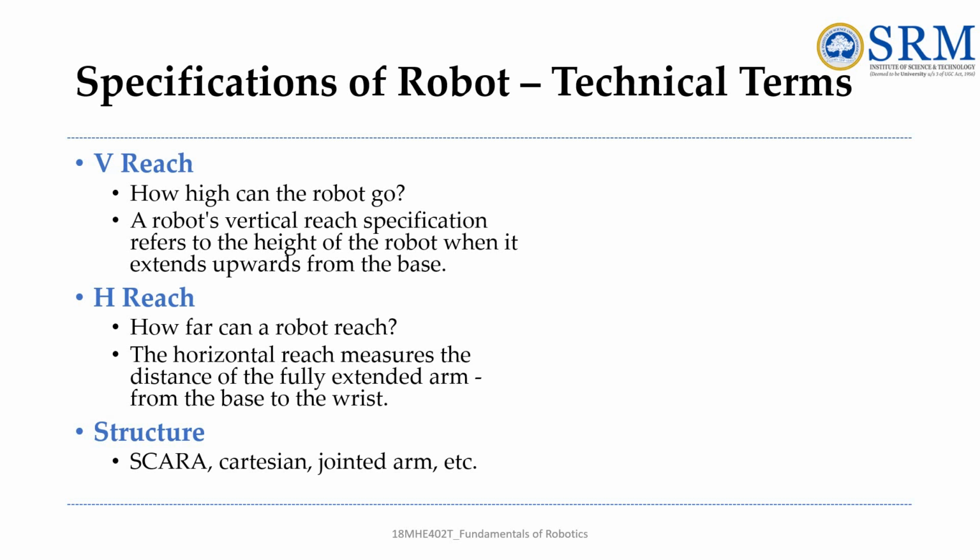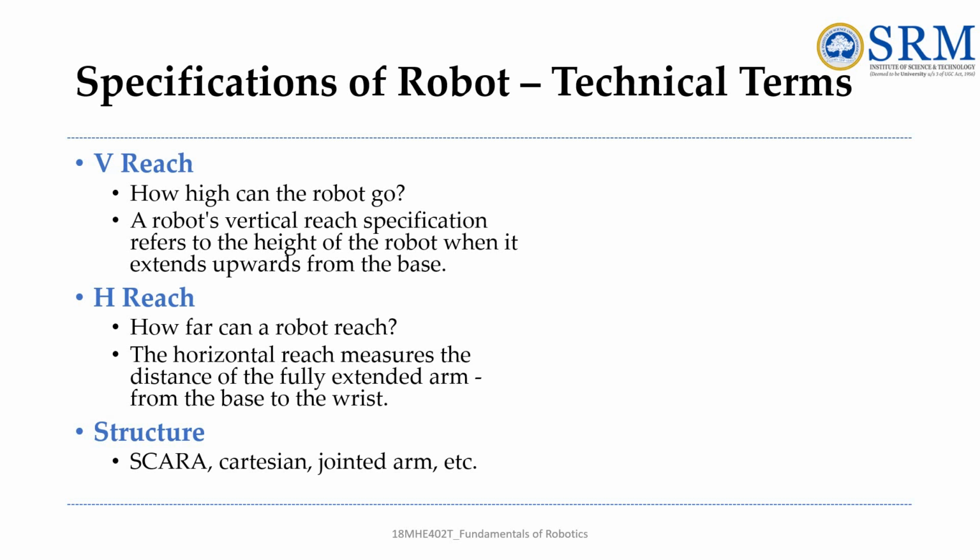Next is about the V reach and H reach, that is vertical reach and horizontal reach. The V reach of a robot tells us how high it can reach when it extends upward from its base, like reaching for something on a high shelf. And H reach is about how far the robot can stretch its arm out, measured from the base to the wrist, like when you are trying to grab something across the table.